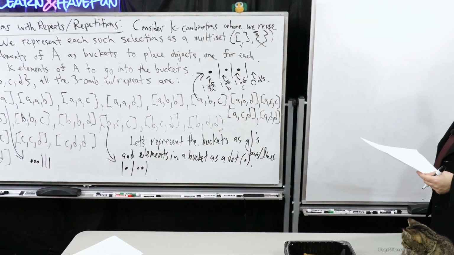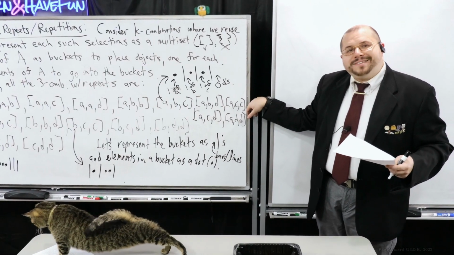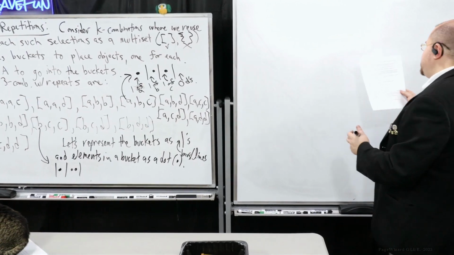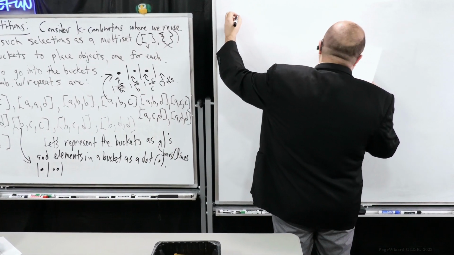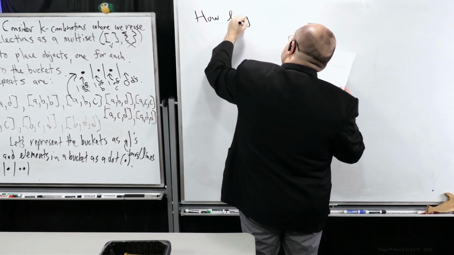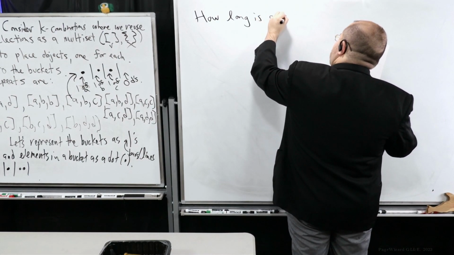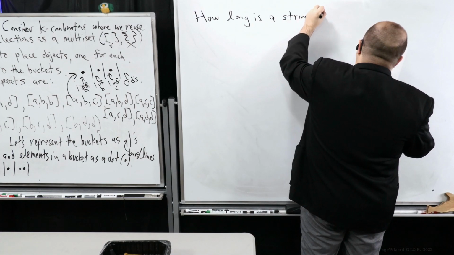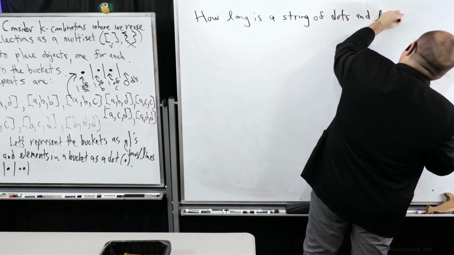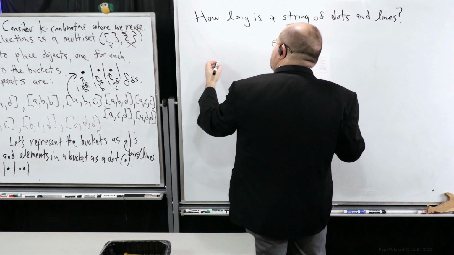Just like in our example when we were talking about k combinations, we talked about placing ones in a binary string. So we could take the same idea. How long is a string of dots and lines? How long is one? Well, let's think about it.